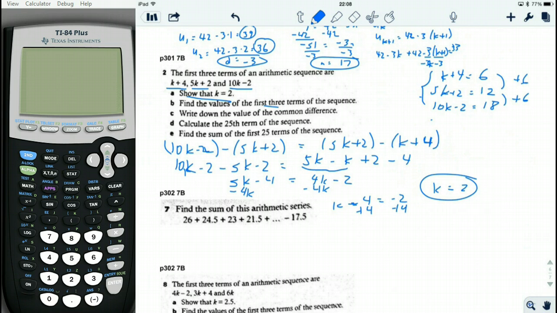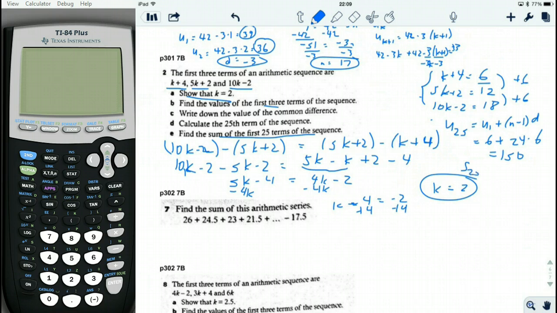Calculate the 25th term of the sequence. Okay, well, the 25th term is u25 equals u1 plus n minus 1 times d. And we know d is 6, and we know n minus 1 is 24 because n equals 25. And u1 we know is 6. So u25 is 6 plus 24 times 6, and that's equal to 150.